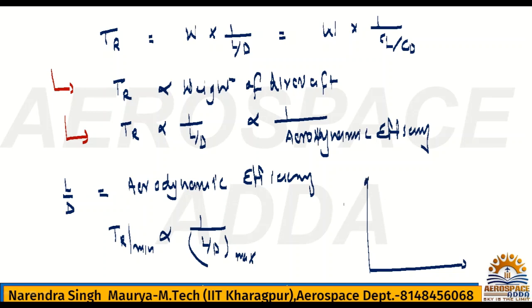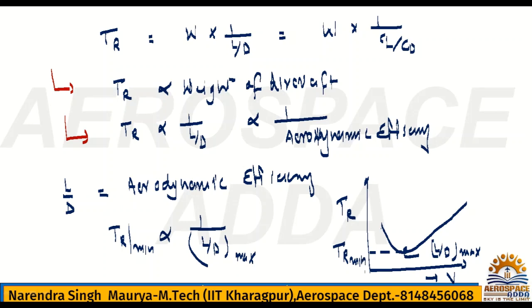This is the thrust required. And now suppose this is the velocity graph, velocity in meter per second. If you draw the thrust required versus velocity, you have seen that this type of graph you may get, like a spoon. Total drag, you have seen, is nothing but thrust required. This is the plot for total drag. The minimum thrust you may get at this point, where you will have L by D max. So this value will be minimum thrust, TR.